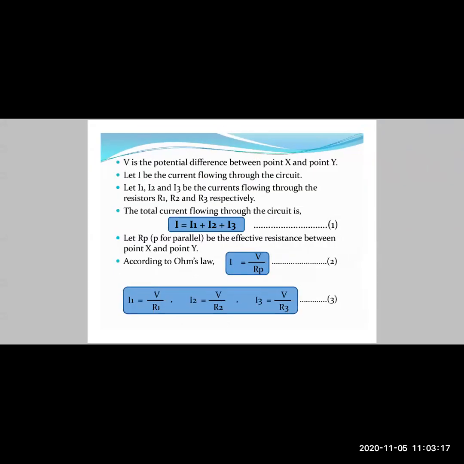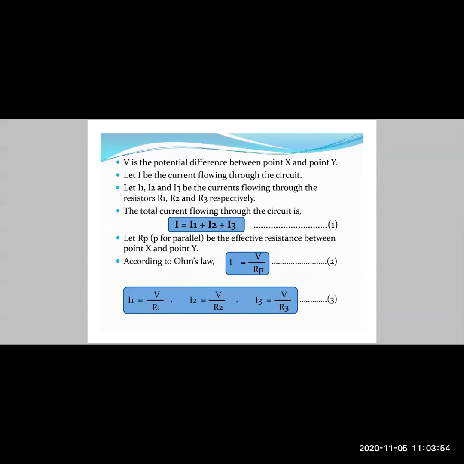Then, if we say V is the potential difference between points X and Y, and let I be the current flowing through the circuit, that is the total current flowing through the circuit. As we have measured, I1, I2, and I3 will be the currents flowing through the resistors R1, R2, and R3 respectively. So the total current flowing through the circuit will be I equals I1 plus I2 plus I3. Now further, let us assume that Rp is the effective resistance between the points X and Y when all the 3 resistors are in a parallel combination.